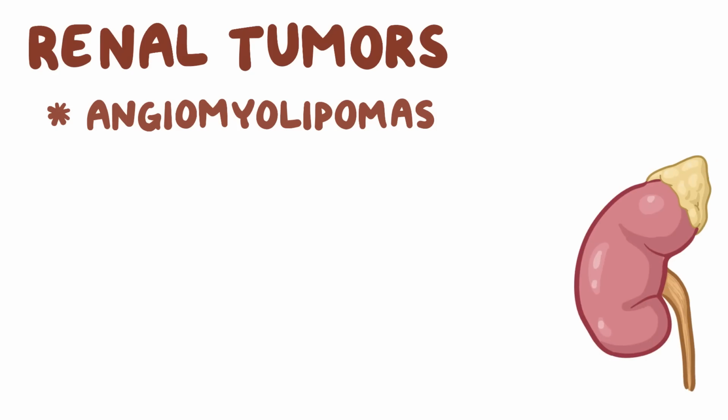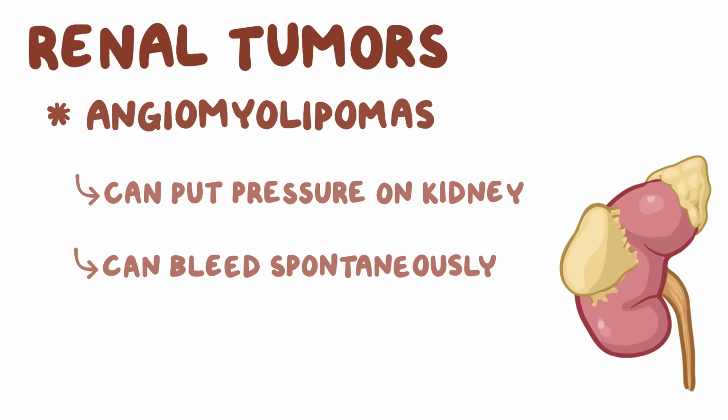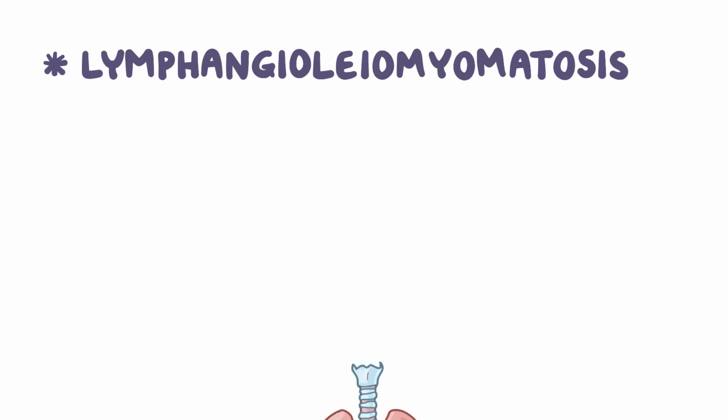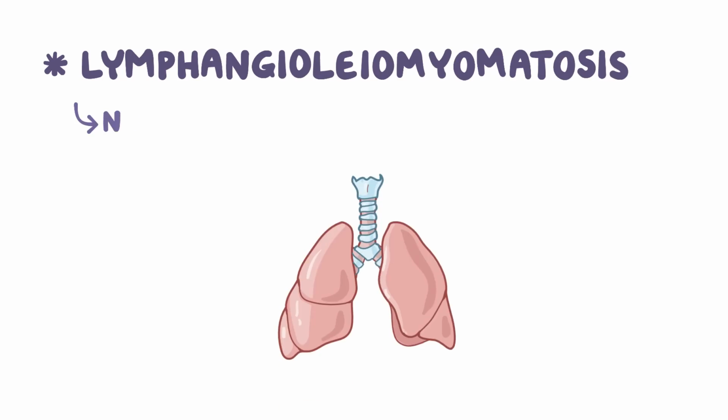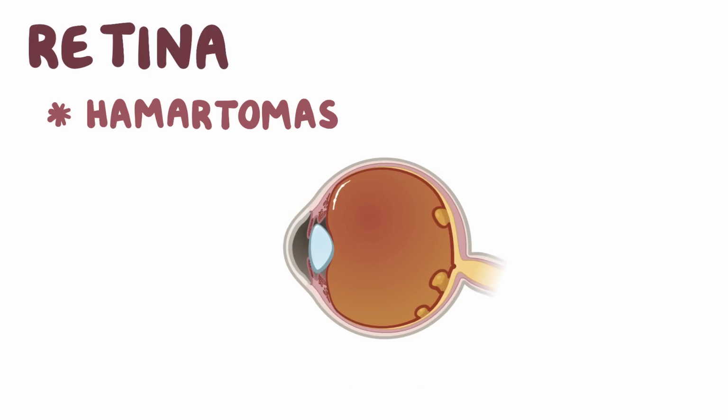Individuals with tuberous sclerosis can develop renal tumors called angiomyolipomas. Although benign, they can get really big and put pressure on the kidney. Because the kidney has a lot of blood vessels, angiomyolipomas do as well, and they can bleed spontaneously. Individuals can also have lymphangioleiomyomatosis in the lungs, which are cysts where the normal lung tissue is gradually replaced by cysts lined by endothelial cells, which are cells that normally line the blood vessels. Finally, hamartomas can also form in the retina, which is the light-sensing part of the eye.